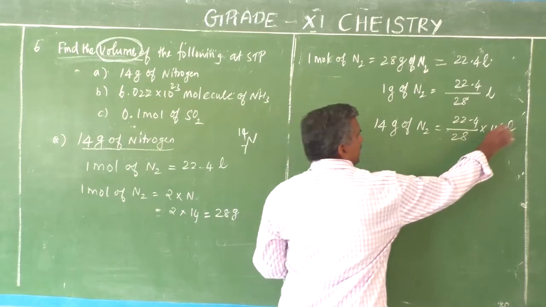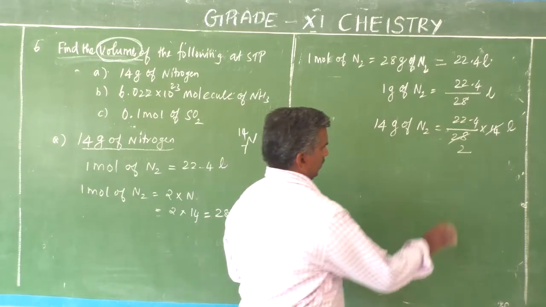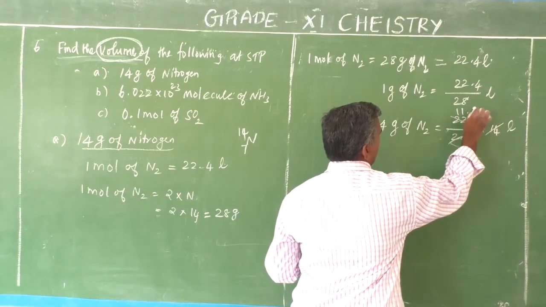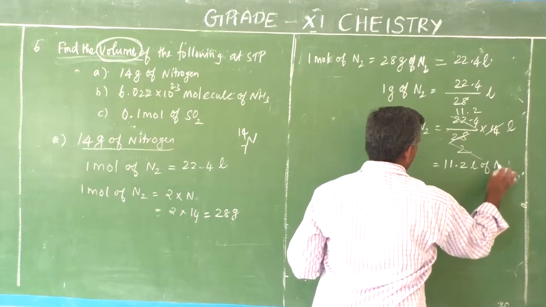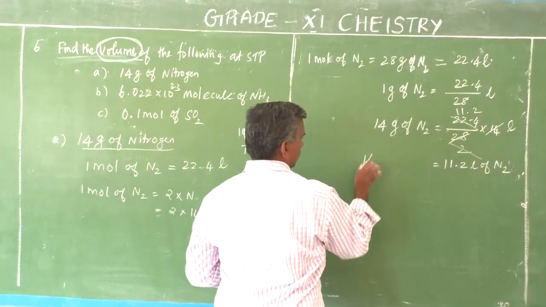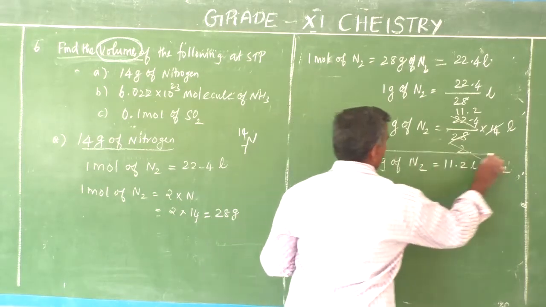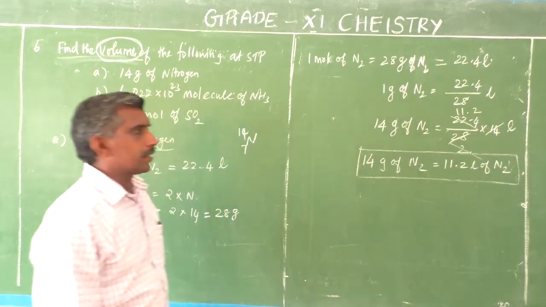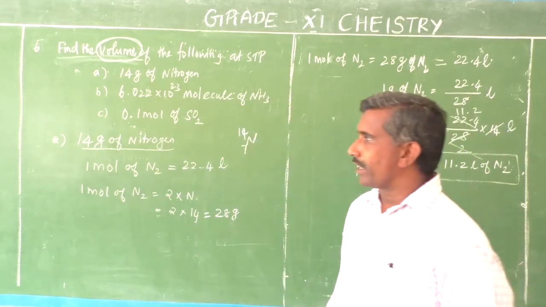Now this cancels. 2 times 14 is 28, so the answer is 11.2 liter of nitrogen. 14 gram of nitrogen contains 11.2 liter of nitrogen.